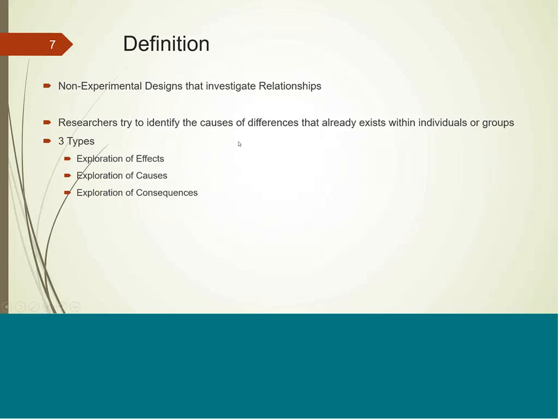Now, there are three types. You're exploring effects, you're exploring causes, you're exploring consequences. This means that you look at the relationship. For example, changes in X can cause changes in Y. Y can cause changes in X. Z can cause changes in both X and Y. Therefore, you cannot state that any one variable causes another. You must look closer and explain or explore those different relationships. Next slide, please.